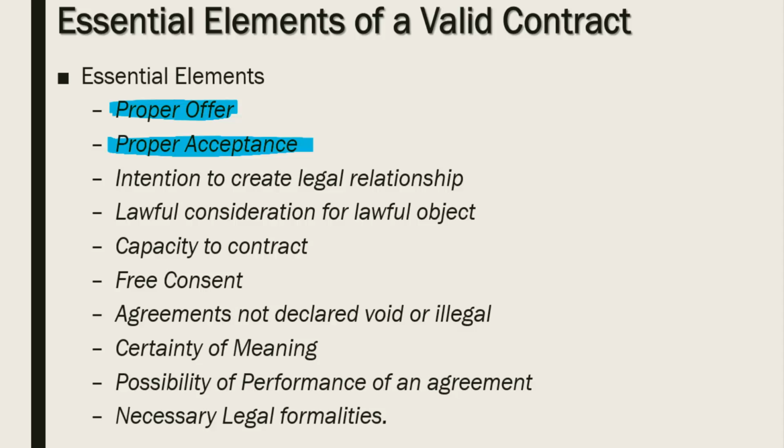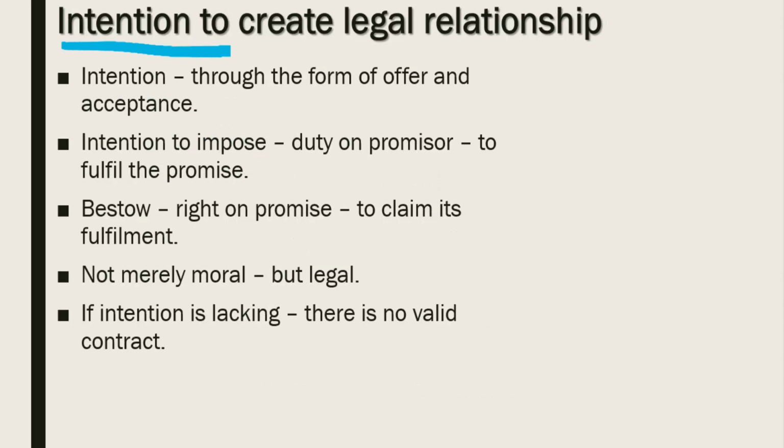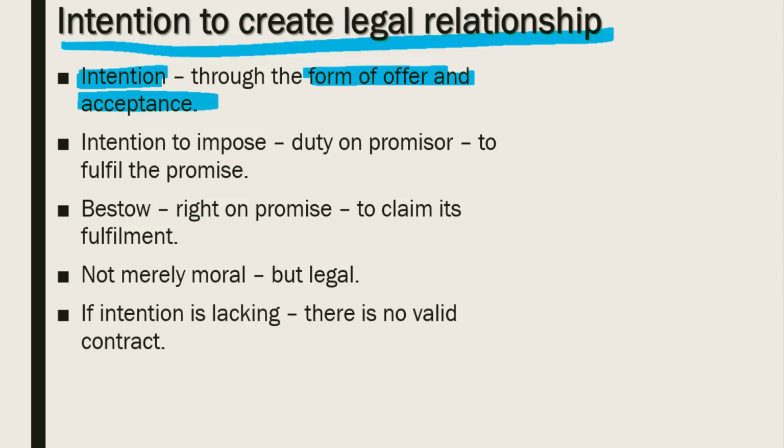Now let's move on to the next point, that is intention to create legal relationship. When you enter into a contract, the ultimate intention should be to create a legal relationship. And that should be very clear through the form of offer and the way in which it is accepted. So the intention should be to impose a duty on the promisor to fulfill the promise, and the promisee has got a right on the promise, that is he can claim for its fulfillment.